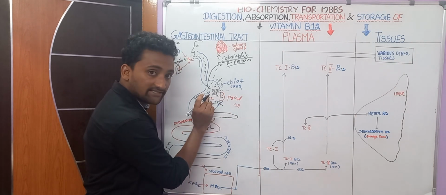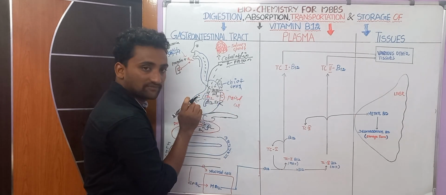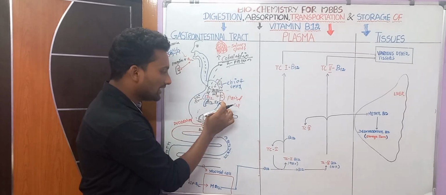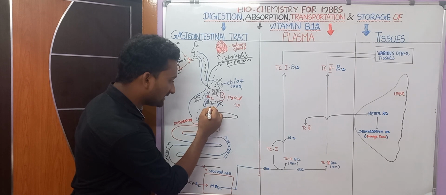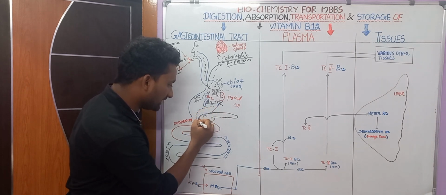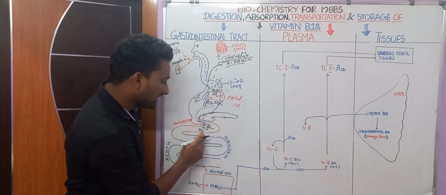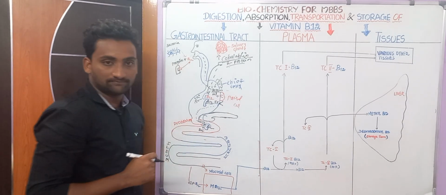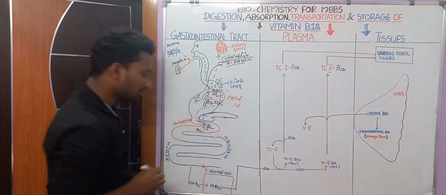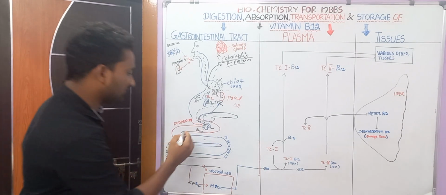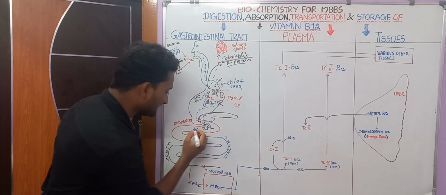Here HCl is already secreted, HCl activated the pepsinogen into pepsin, and intrinsic factor is also synthesized. This intrinsic factor comes all the way to the duodenum where B12 is alone. Now B12 is alone, and along with this intrinsic factor.